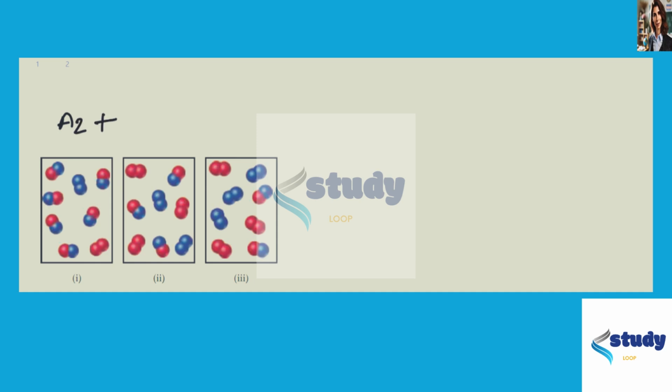So in this problem, we are given three diagrams which represent a single reaction, and the reaction is A2 plus B2 in equilibrium with 2AB. In the first part of this question, we have to find out which of the given reaction mixtures is in equilibrium.